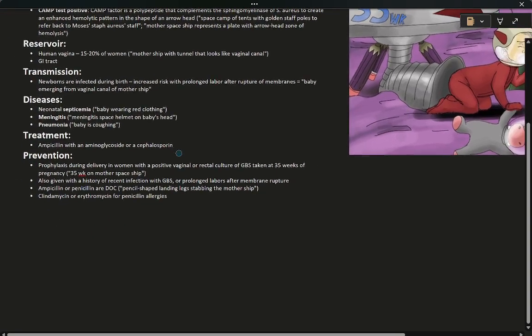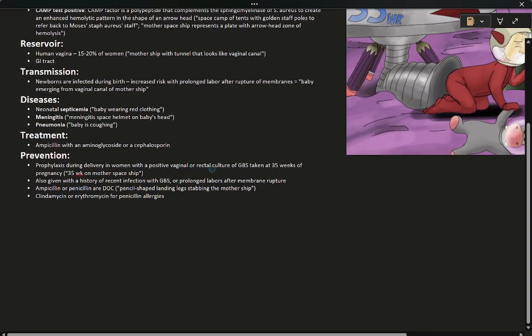So you can use that to remember that at 35 weeks of pregnancy, if the results of vaginal or rectal culture are positive for GBS, then you better administer prophylactic medications. Prophylaxis is also given for patients with a history of recent infection with group B Streptococcus or prolonged labors after membrane rupture.